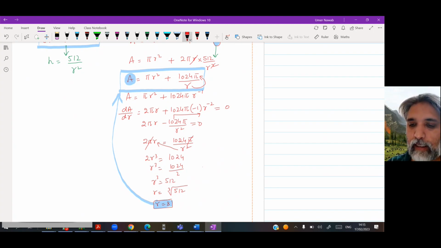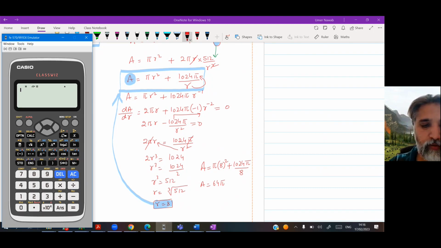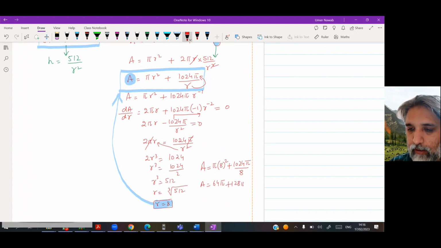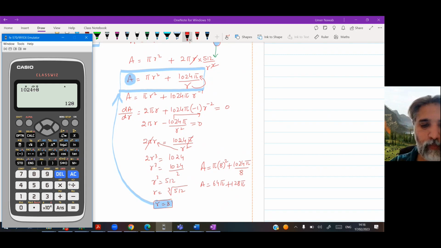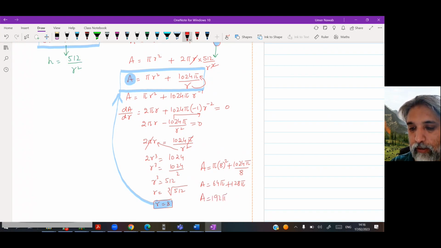So when I do this, A is equal to pi times 8 squared plus 1024 pi over 8. So this becomes 64 pi. Let me simplify. 1024 divided by 8 gives you 128 pi. Can I add 64 plus 128? It will give me 192 pi square units. That is the area which we wanted to find. This is the minimum area we want to get.